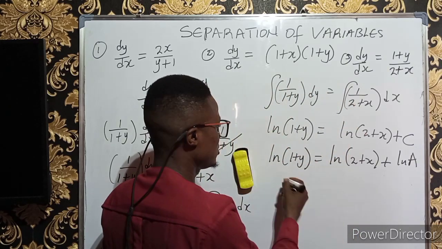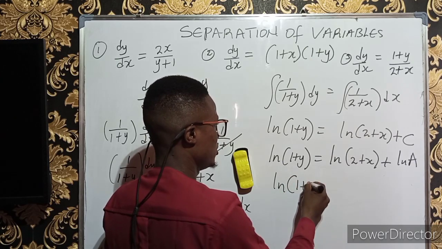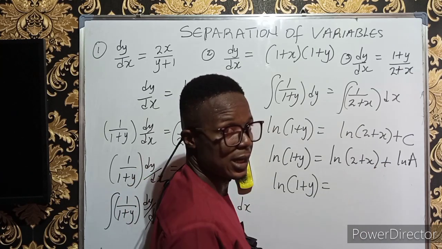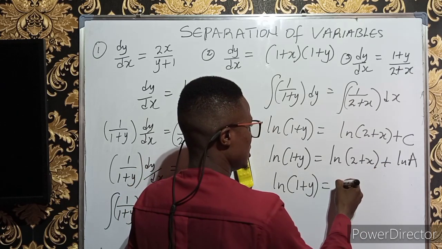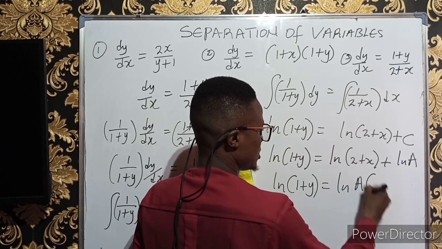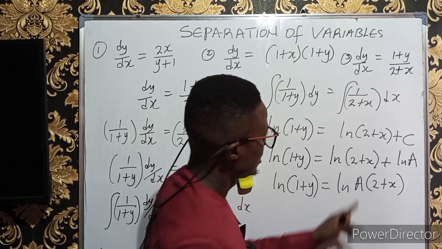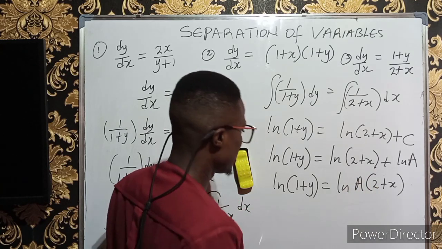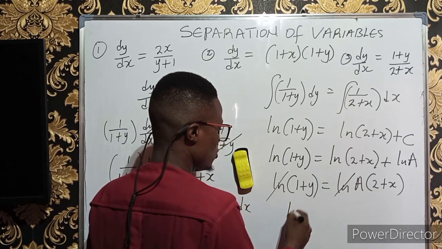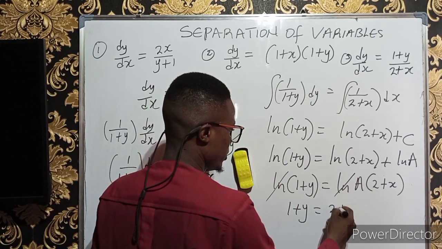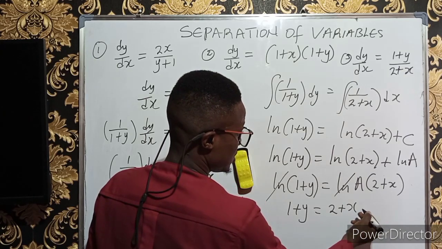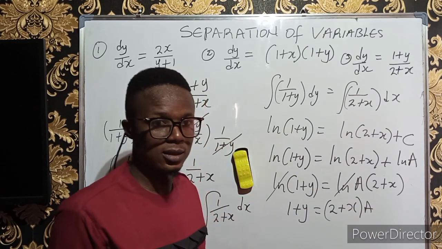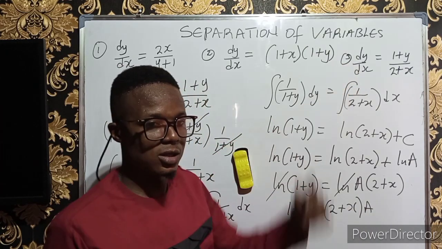Now this finally gives us ln(1 plus y) is equal to, in the laws of logarithm, whenever you are adding, you multiply. So we shall have it as ln a multiplying 2 plus x, because 2 plus x is multiplying a. We have ln of a times (2 plus x). And the logarithm is common here. You can cancel it out, giving you 1 plus y equals a times (2 plus x). The a can come first or it can come last. So this is just the solution to this given differential equation.